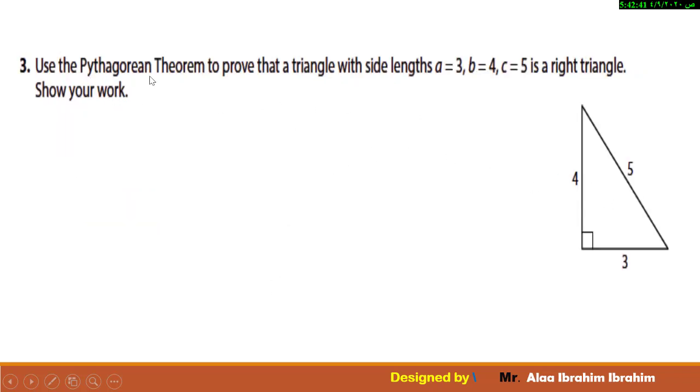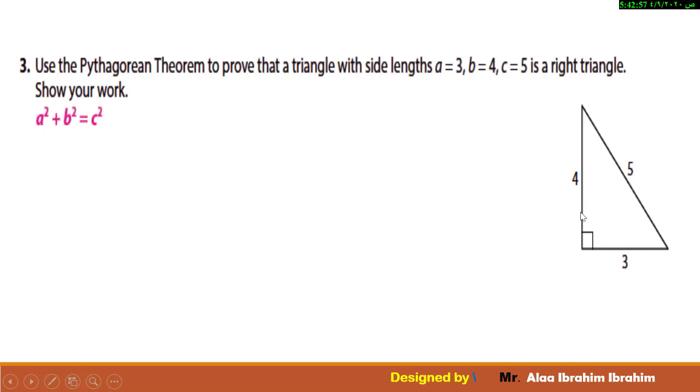We need the Pythagorean theorem to prove the triangle is a right angle triangle. So I have to take the two smallest sides, like the first example, add them together and square them, and we must have the same result if we square this side. Let's make it like this. This is my formula again.